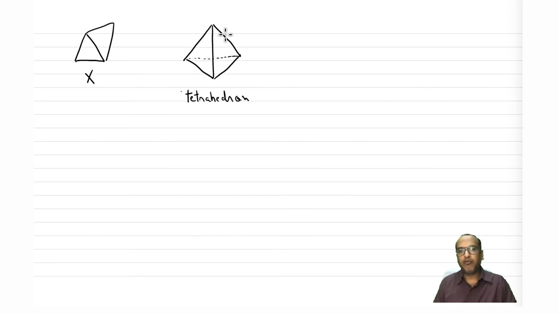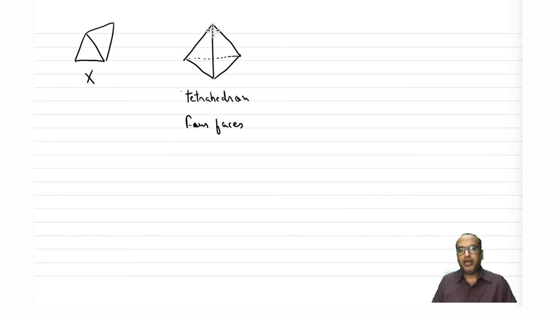Now if you see, it has four faces which are all equal. How many edges are there? 1, 2, 3, 4, 5, 6 edges. All six edges are equal, all four vertices are equivalent, right? So that forms a regular polyhedron.